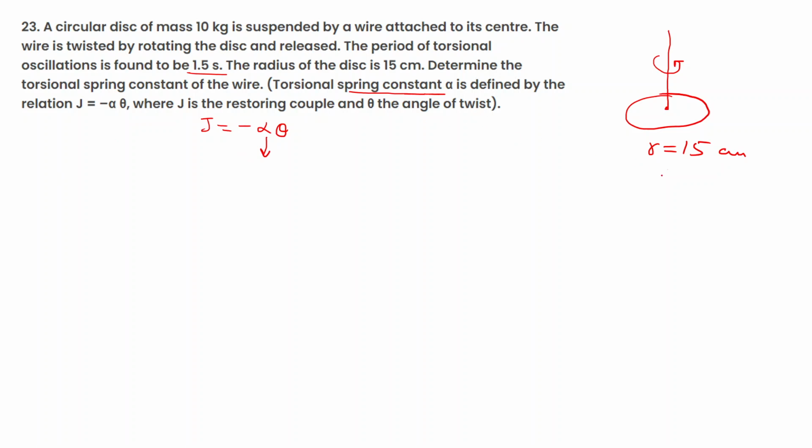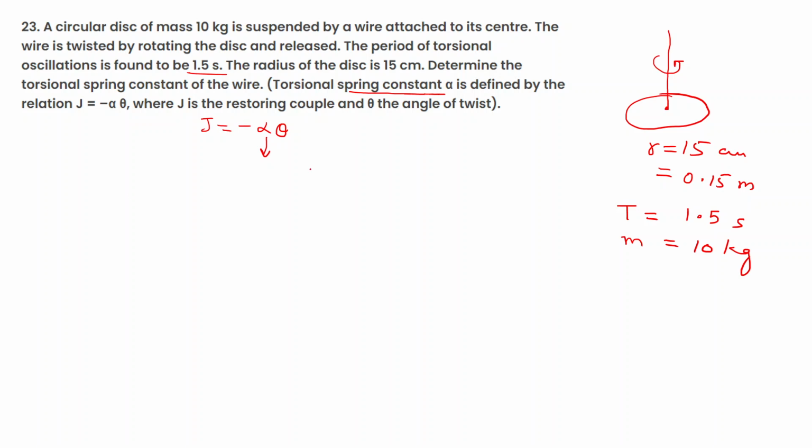Again, let's write first. I'll convert it into meters. Centimeter means 0.15 meters. We have also been given the time period, which is 1.5 seconds. Radius is this. Mass of the body is 10 kg.